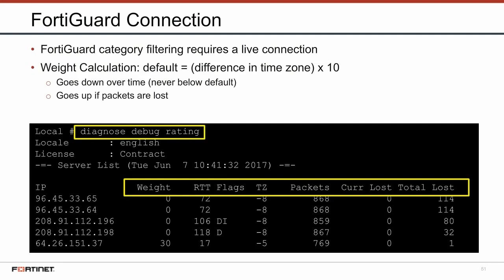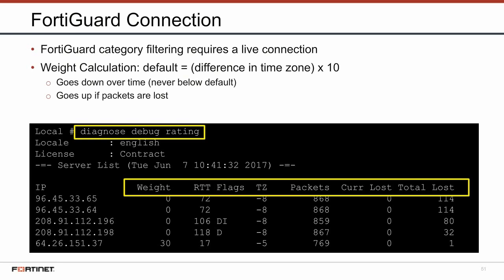Category-based filtering requires a live connection to FortiGuard. You can verify the connection to FortiGuard servers by running the diagnose debug rating CLI command. This command displays a list of FortiGuard servers you can connect to, as well as the following information. Weight: based on the difference in time zone between the FortiGate and this server, modified by traffic. RTT: return trip time.